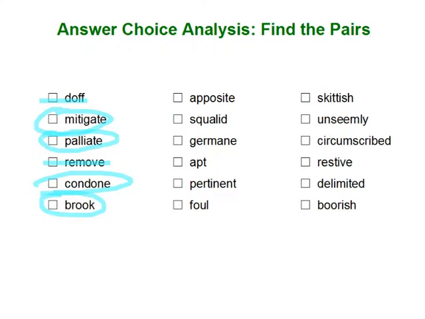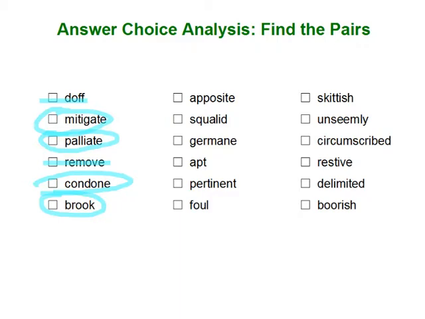Moving on to the second set. In the second set of words, we have a couple of choices here that may seem to be pairs, kind of confusing. Many people put apt and pertinent together, but it turns out that in other circumstances, maybe apt and pertinent would be somewhat related, more of a pair.